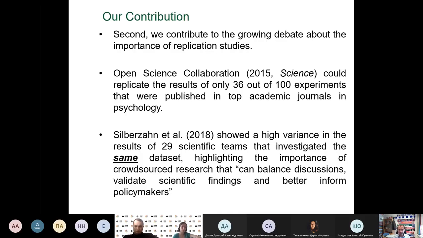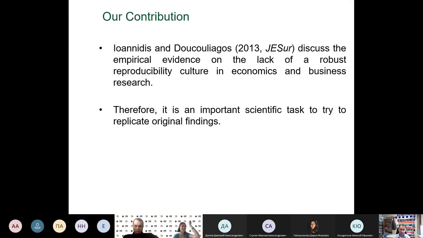Moreover, there is another study in 2018, where they gave football-related data to 29 scientific groups. And for the same data set, they showed a high variance in the results. Okay? So they highlighted the importance of crowdsourced research. It can balance discussions, validate scientific findings, and better inform policymakers. So the replication crisis is a big crisis in science these days.